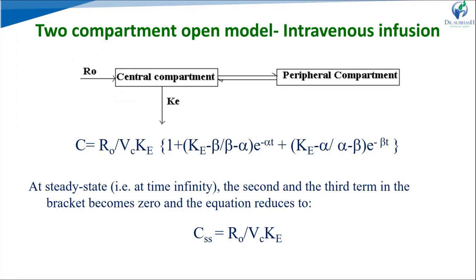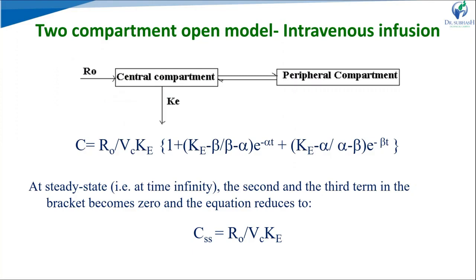Then the two compartment open model, IV infusion. The model can be shown in that figure. Initially there is zero order input, the infusion rate R0, that reaches the central compartment. From there it goes to the peripheral compartment, and elimination is done from the central compartment. The plasma or central compartment concentration of drug that fits the two compartment model, administered at a constant rate by zero order IV infusion, the equation is like that.